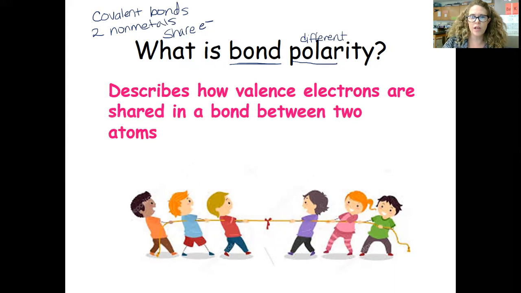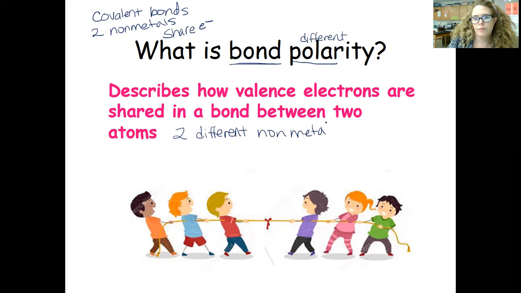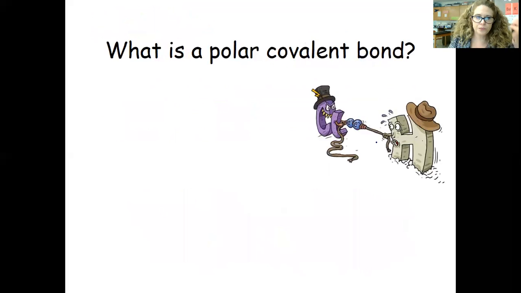And in this case, when we're talking about the bond polarity, it describes how valence electrons are shared in a bond between two atoms. And what does that mean? This means two different nonmetals. So for example, hydrogen bromide would be a polar bond because it is two different nonmetals, hydrogen and bromine, which would be the bond between those two.